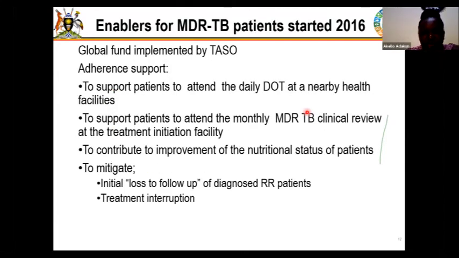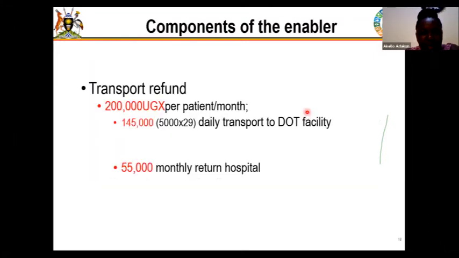So patients would say, Musa, I cannot take my drugs because I'm hungry, or I can't go to the facility because my legs are paining, or due to side effects of the drugs, and therefore this support was a very big boost to improve adherence. They're given a refund of 200,000 per month, which they use for daily DOT and also for the monthly visit at the initiating facility.